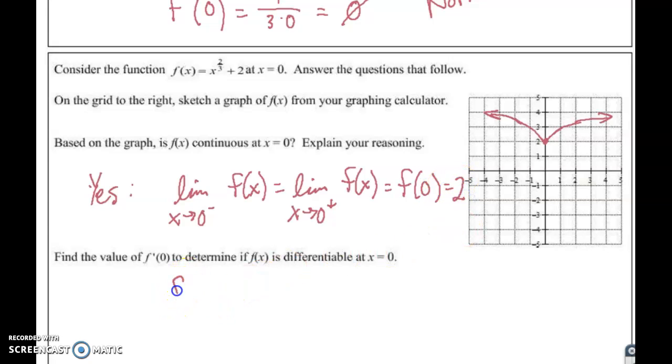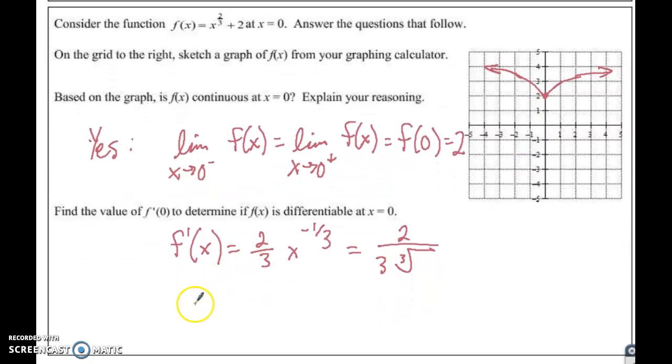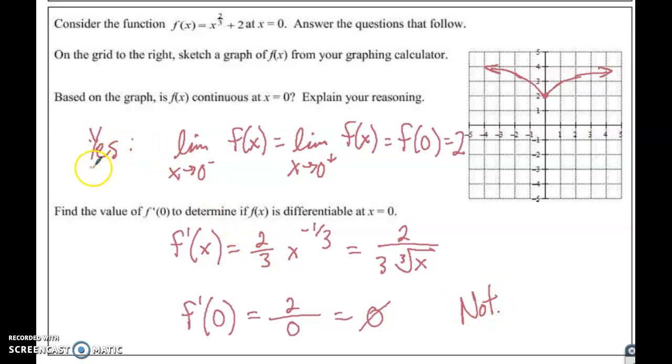But again, if I asked you for the derivative of this, bring that 2/3 in front, x to the negative 1/3 power, which is equal to 2/3 over the cube root of x. And then if I were to ask you for f prime of 0, oops, forgot to write x, I guess. We're looking at 2/0, which is undefined, so not differentiable. So the premise that they're getting at is you can be continuous without being differentiable.